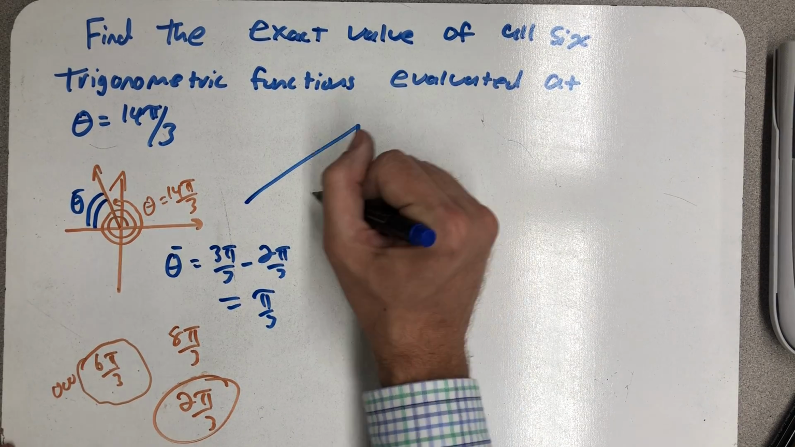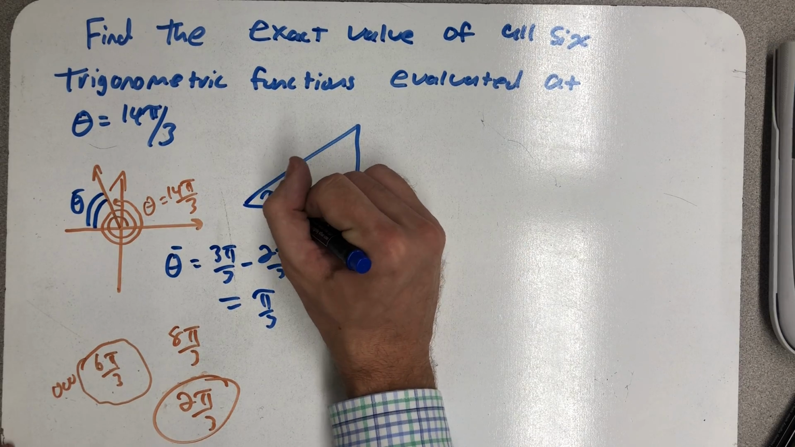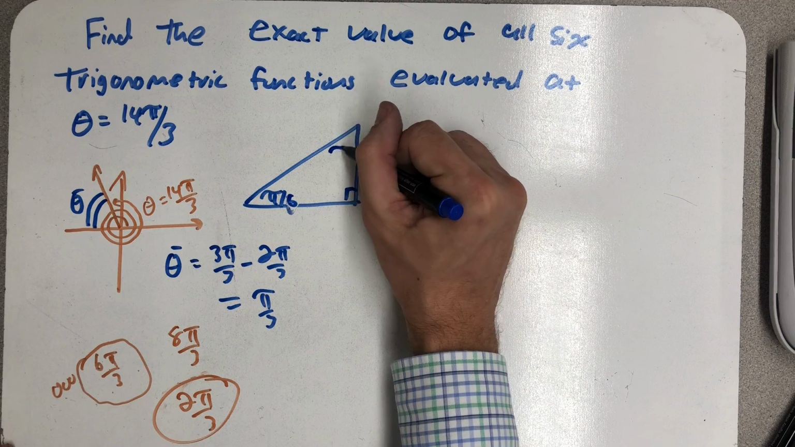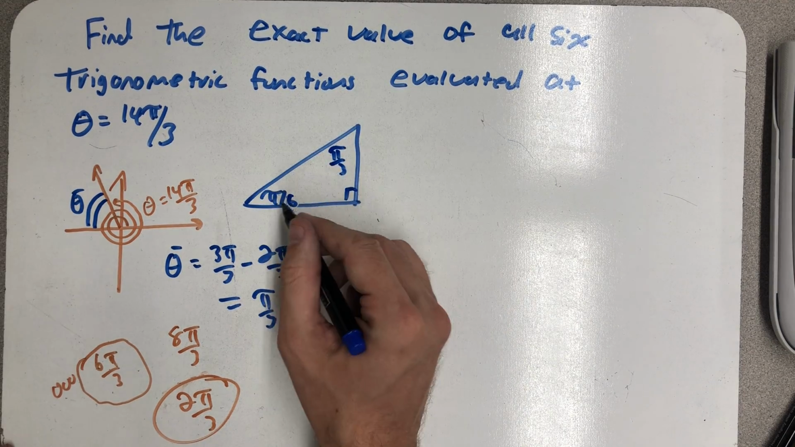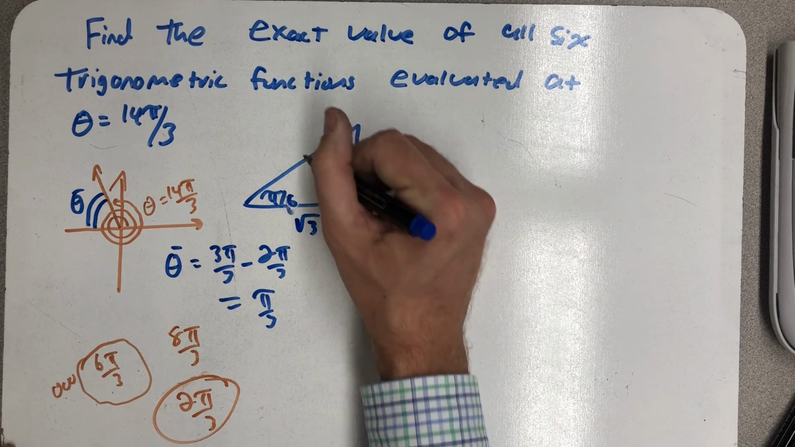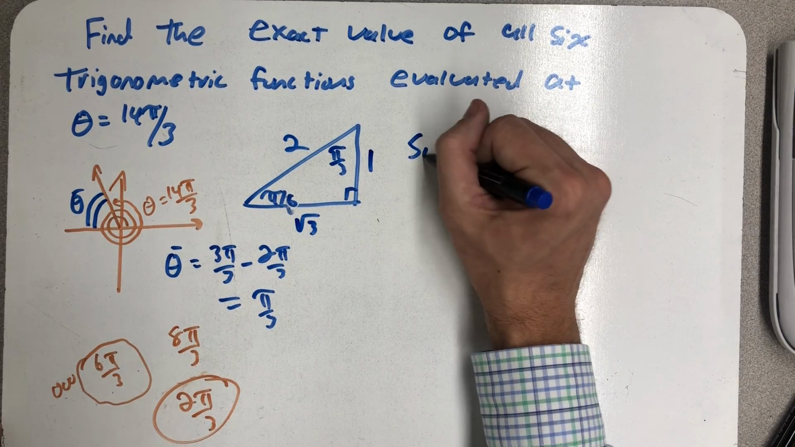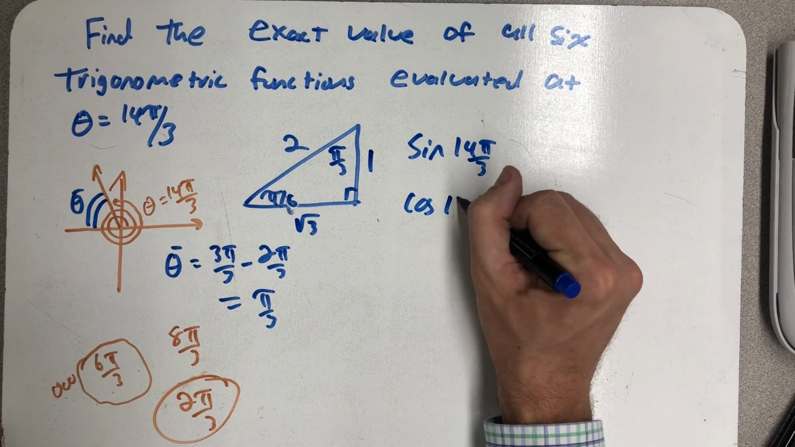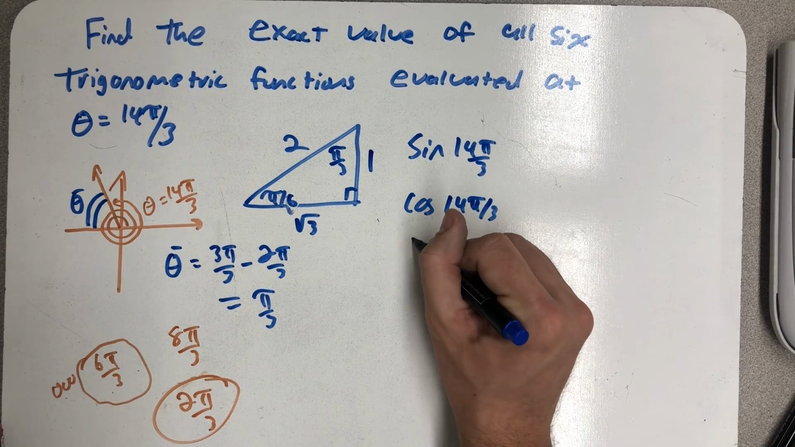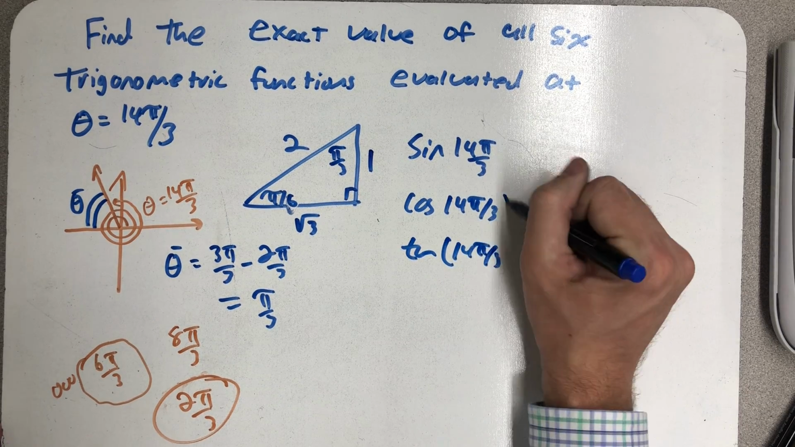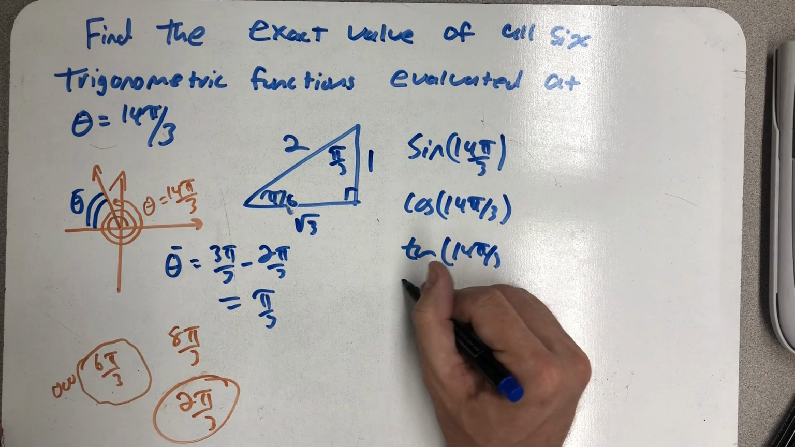So I think about the special triangle I need that has that pi third angle in it. I always like to think about this as a 30, 60, 90 right triangle. I label my sides. And I will use that triangle to find the exact value of all 6 trig functions evaluated at 14 pi over 3.